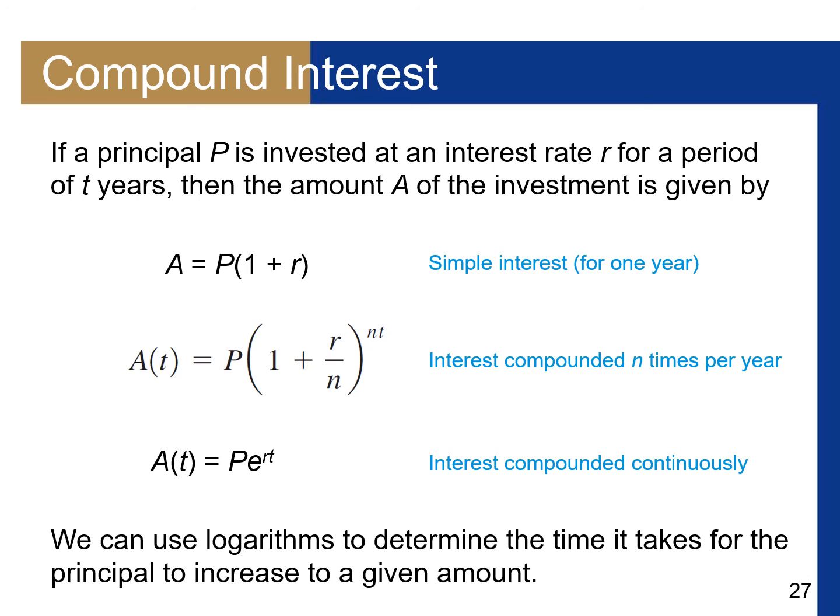If we have a principal P that's invested at an interest rate r for a period of t years, then the amount A of the investment is going to be given by this formula. We looked at this before. And then here we have our compound interest continuous formula.